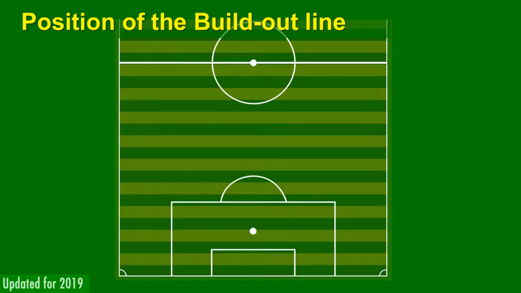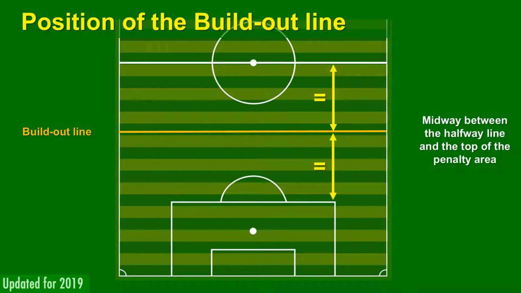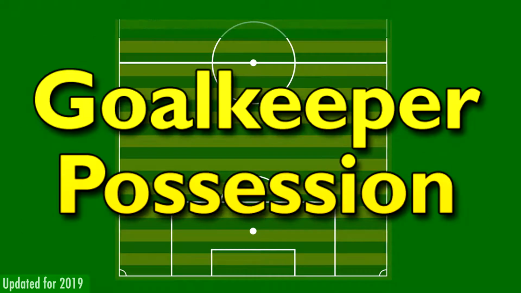Build-out lines should be drawn on the field midway between the halfway line and the top of the penalty area. If the lines are not present on the field, they may be marked by cones or flags placed 1 yard off the field at either end of the line. These must be clear to the referee, who should point them out to the players and coaches before the match.